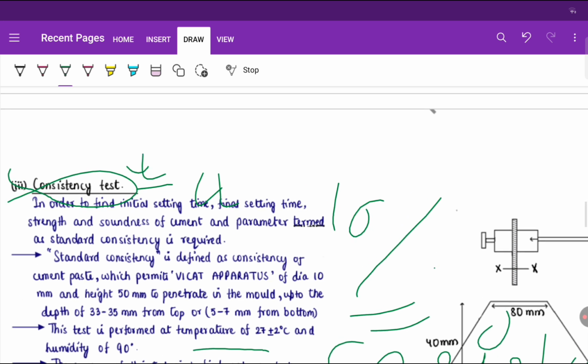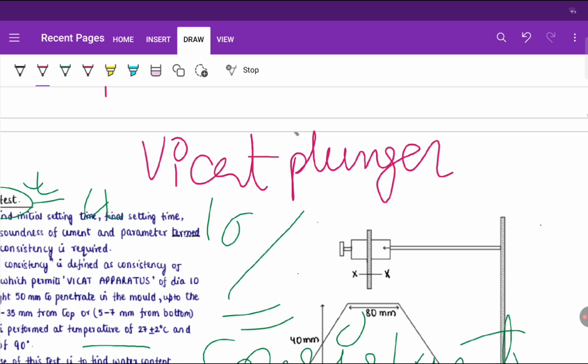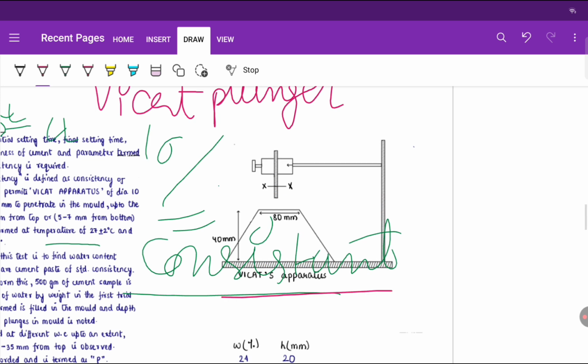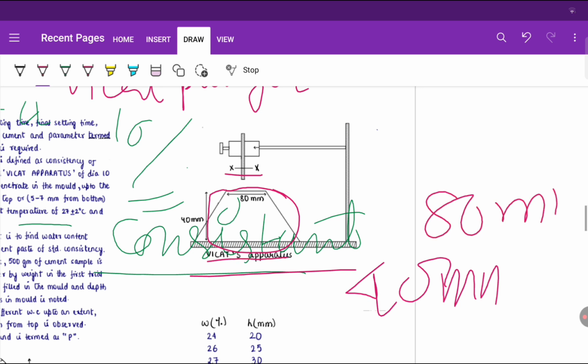In the standard consistency test, what do we use? We use the Vicat plunger, right? This is the Vicat brush, this is the Vicat plunger, this is the Vicat mold, right? What should be the height of the Vicat mold? 40 mm height, and the base should be 80 mm, right? And this height is 50 mm. Okay, the plunger diameter will be 10 mm.